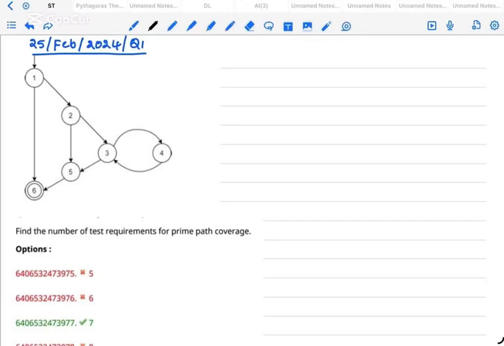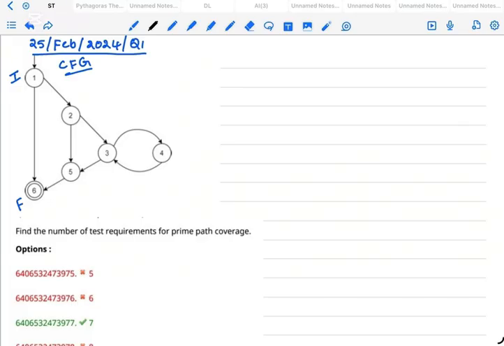Friends, this question is from the 25th February 2024 quiz 1, Software Testing question paper. There is a control flow graph given in the question. It consists of 6 nodes, 1 to 6, where 1 is the initial node and 6 is the final vertex.